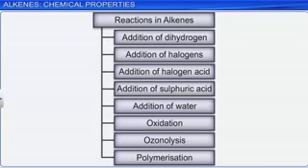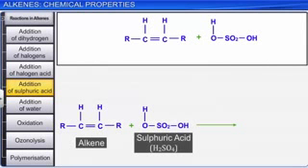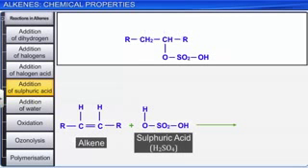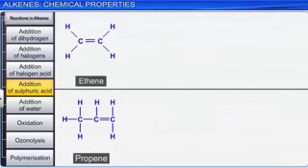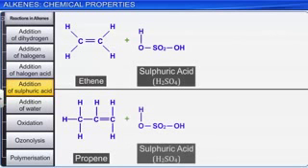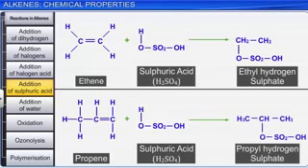Now let us move to the addition reactions of alkene with sulfuric acid and water respectively. Alkenes react with cold concentrated sulfuric acid in accordance with Markovnikov's rule to form alkyl hydrogen sulfates. For example, ethene and propene react with cold concentrated sulfuric acid and form ethyl hydrogen sulfate and propyl hydrogen sulfate respectively.